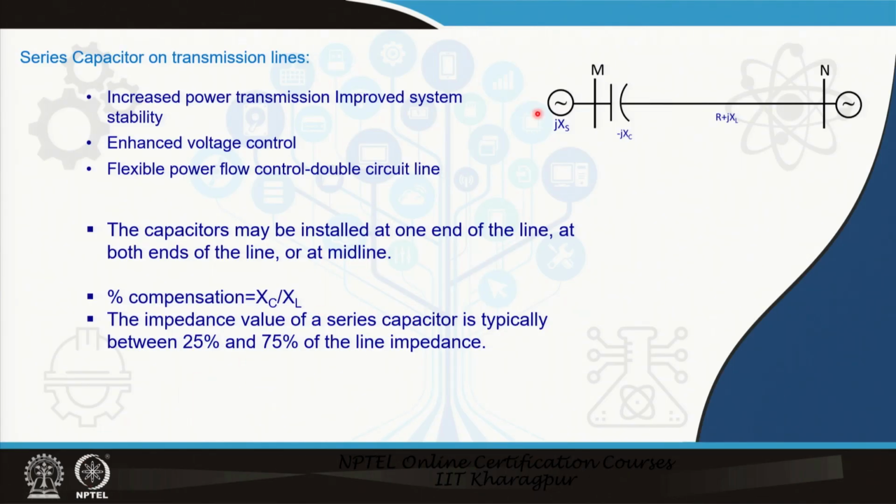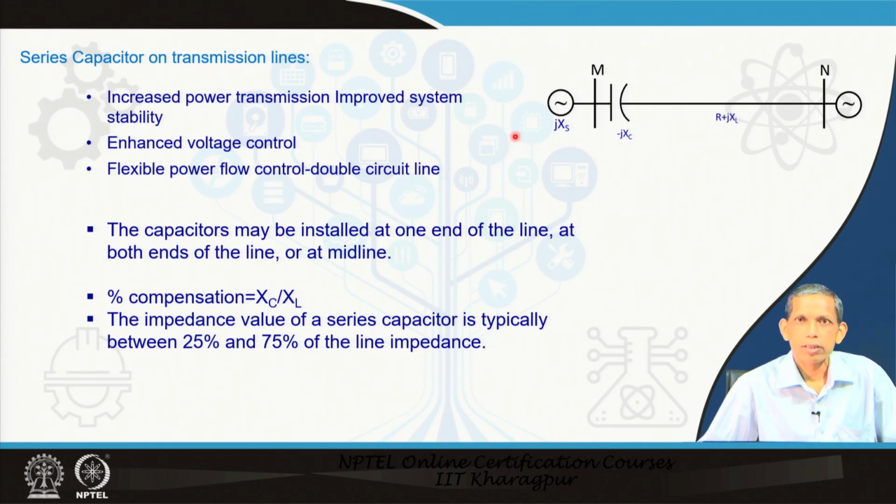So, see this system, a simple 2 bus system. We now have a series capacitor in the system. Series capacitors being minus j X_C, the corresponding reactance as compared to the j X_L of the line or j X_S for the source. So, this reduces the reactance of the network including the fault loop.